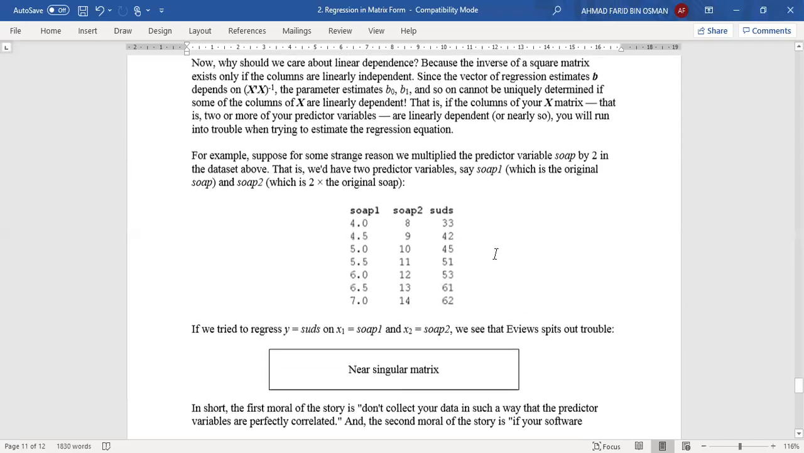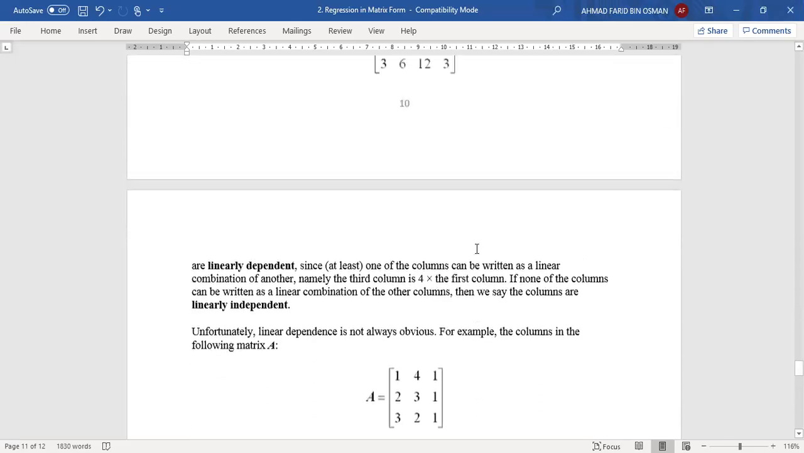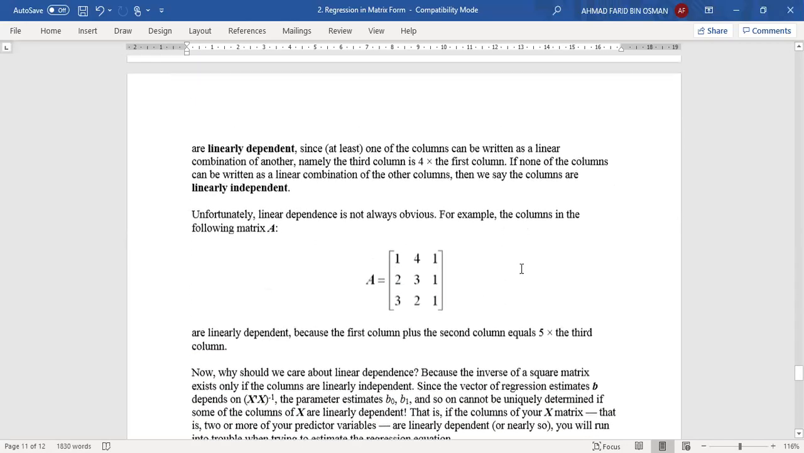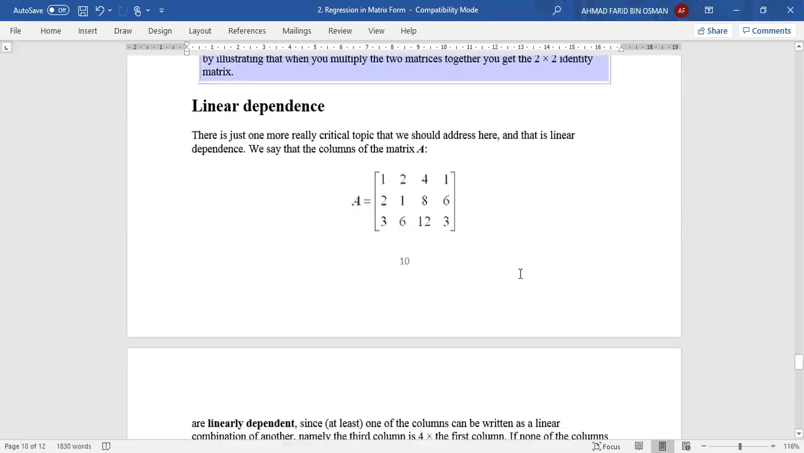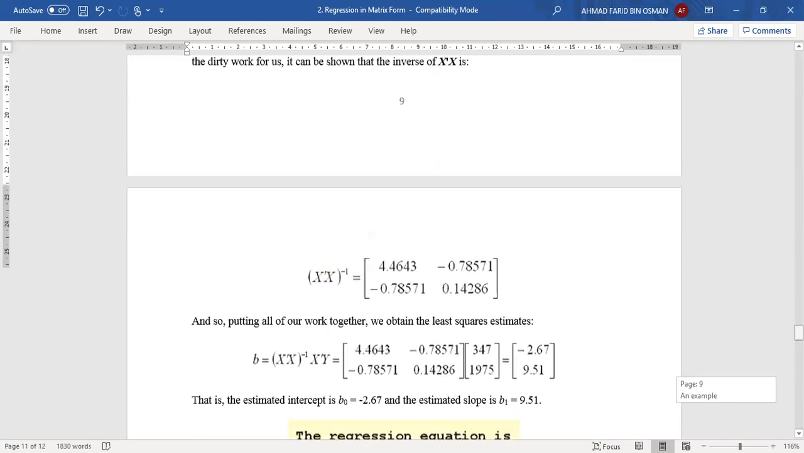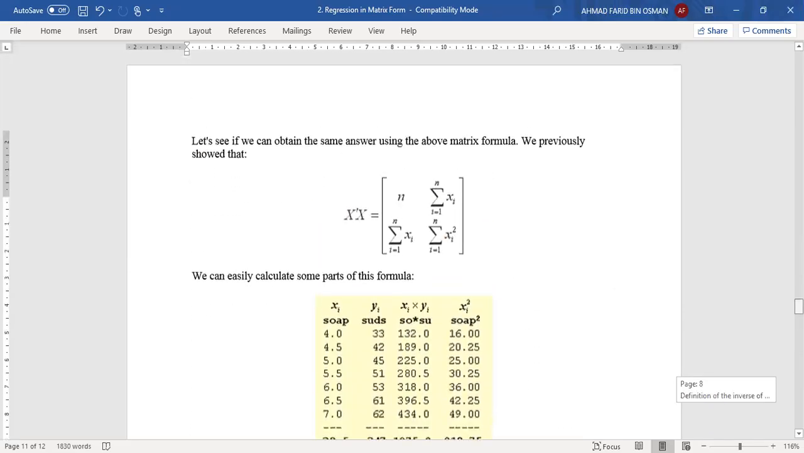And then it's also possible that, probably you have already learned before, in this case you look at the X matrix, the X matrix for this one.